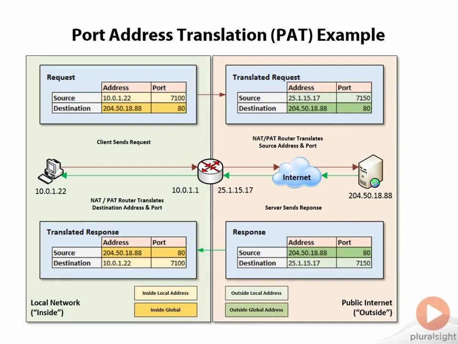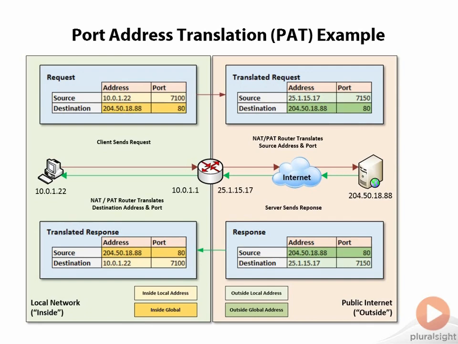All right, so we have our router in the middle. That's going to provide port address translation. That's got an IP address internally, our default gateway in other words, of 10.0.1.1. It has an external IP address of 25.1.15.17. All right, so as we go through the internet, we're going to request a web page. Well, that is going to be directed to our router, the PAT router.